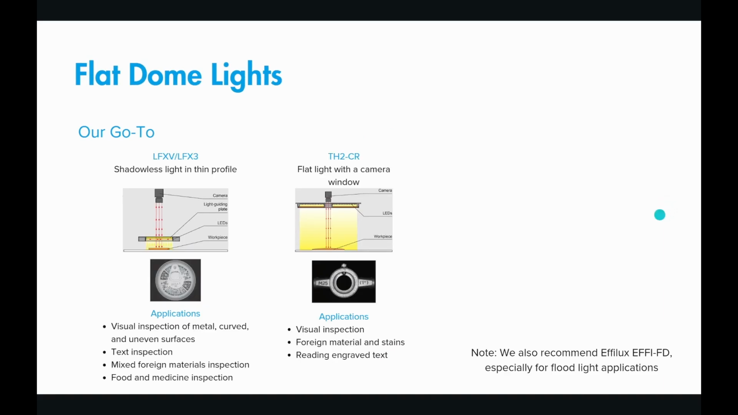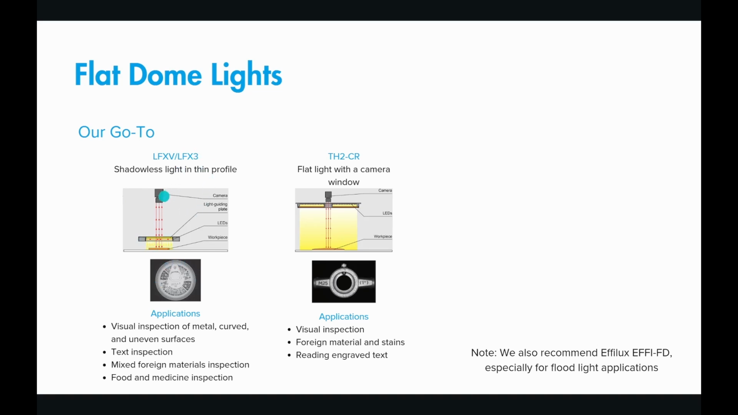For flat dome lights, we have a few go-tos. There are two different kinds of flat dome lights. There's the LFXV, LFX3, which is a shadowless light in a thin profile. It has LEDs that shine from the side into a light guiding acrylic plate that directs the light down in a really diffuse way. The closer this light is to the sample, the more of a dome light effect you have. As you move further away, you kind of change the collimation. It's honestly a pretty cool light.